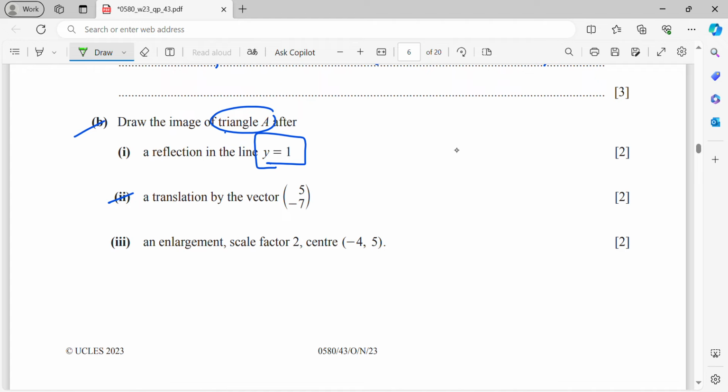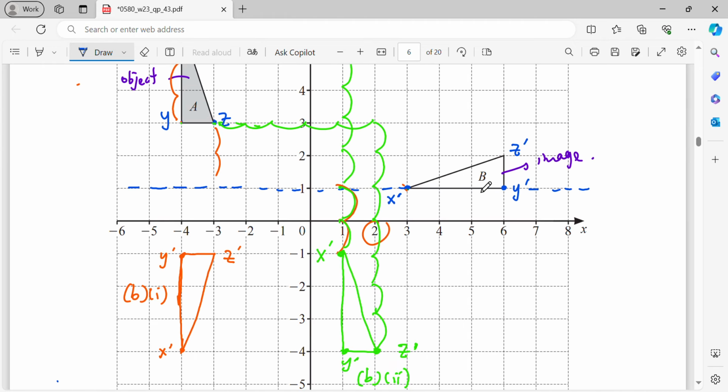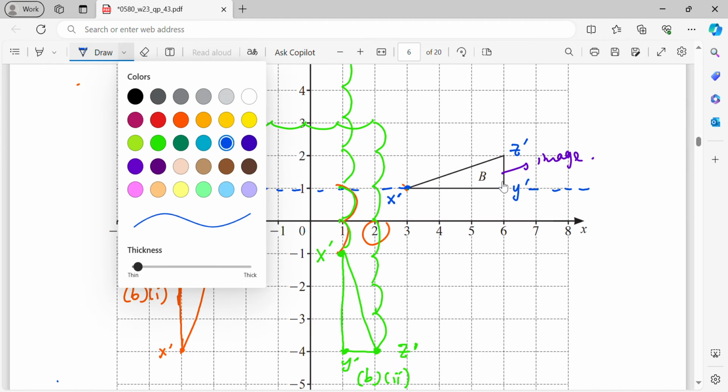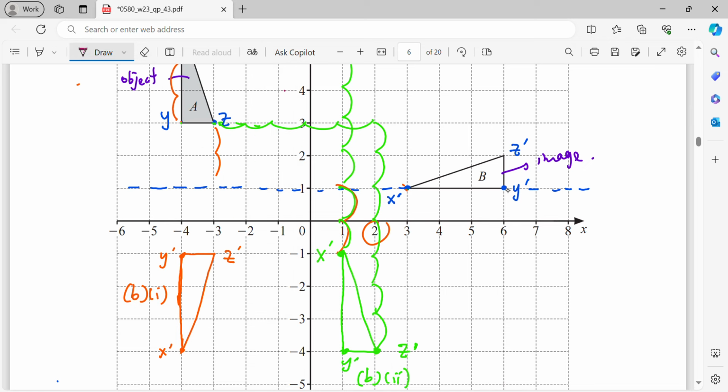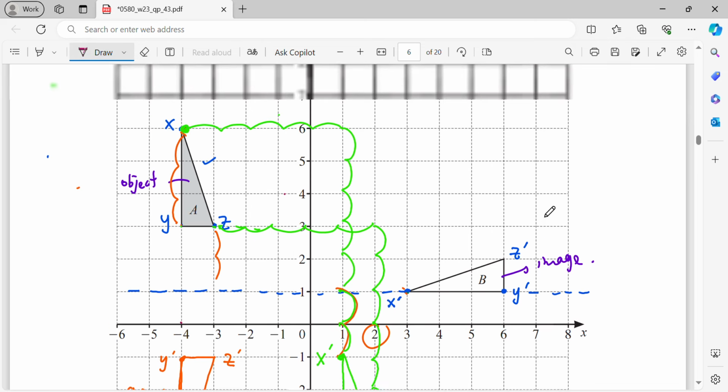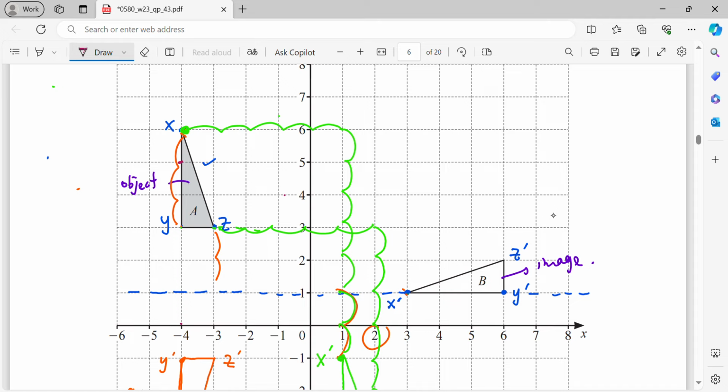Okay, now part 3. An enlargement scale factor 2, center (-4, 5). So we need to mark the center first, (-4, 5). I will mark using purple color. So -4 and 5 is over here. This is the center of enlargement.